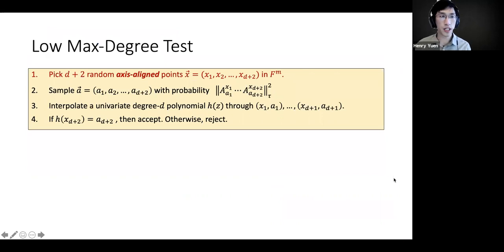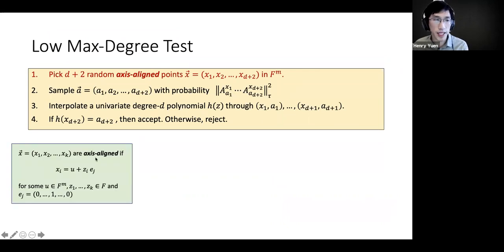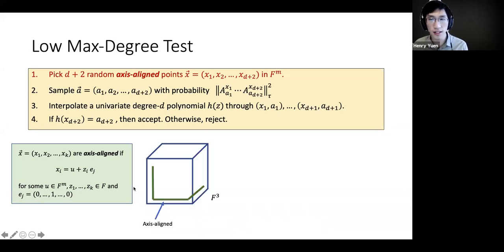Okay, so what is the low max degree test? It's exactly the same thing, except we're picking D plus 2 axis-aligned points. Basically, a line is axis aligned if the direction that the line goes in is one of the elementary basis vectors. I'll just draw a picture because it's easier to see. These green lines are axis aligned. This red line is not axis aligned.